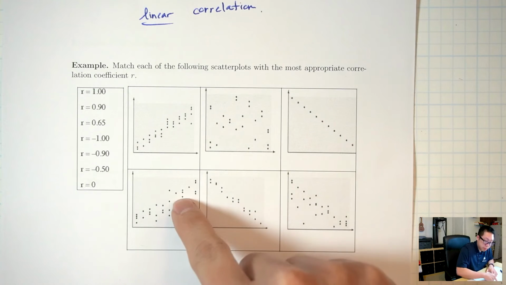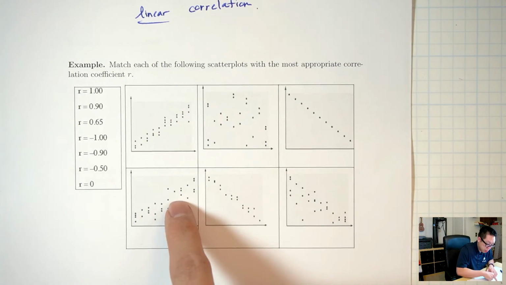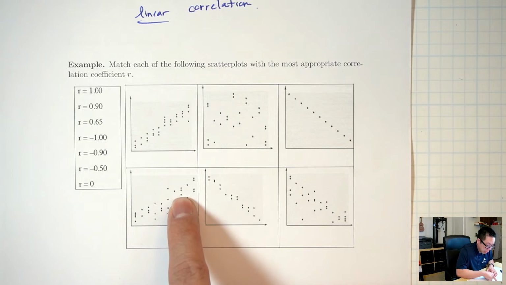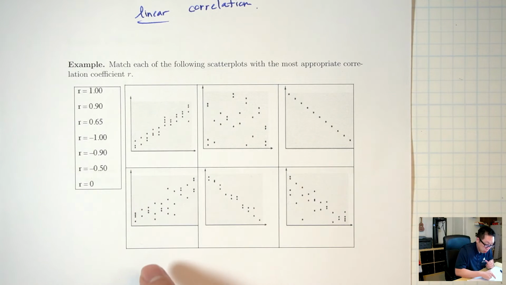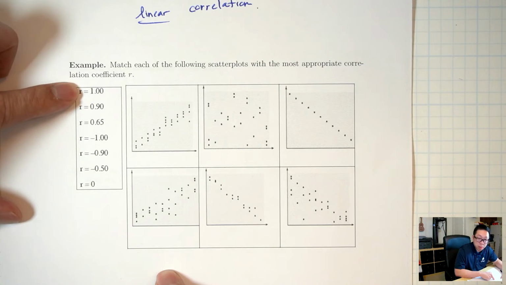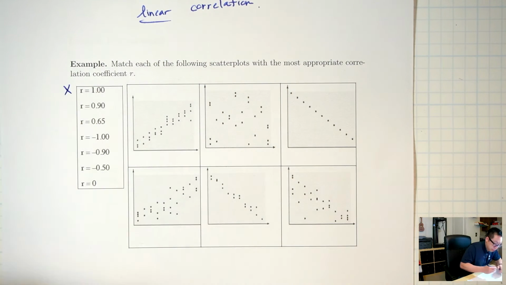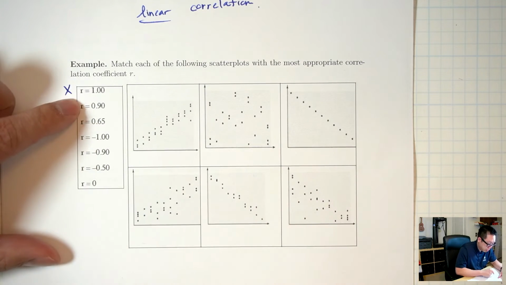Which pictures go upward? These 2 pictures, right? Those are the only pictures that go upward. And notice that we don't have any pictures going upward that are perfect lines. So R of 1 means it's a perfect line. So that means that we're not going to be using R equals 1 at all. Okay, so there's no R equals 1.